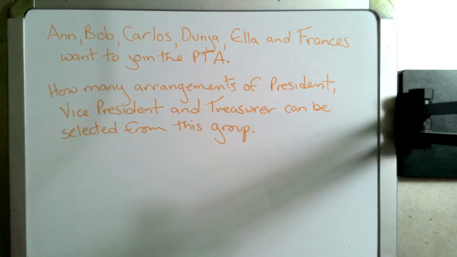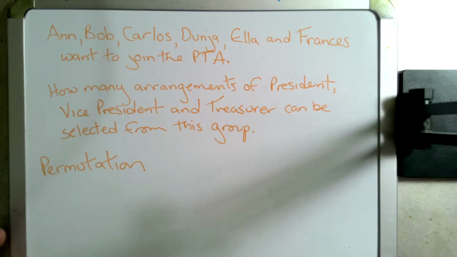Let's go. Anne, Bob, Carlos, Dunya, Ella, and Francis want to join the PTA. How many arrangements of president, vice president, and treasurer can be selected from this group? Is this asking for a permutation or a combination? Well, let's define those two. A permutation is asking you for the number of different arrangements you can select from a group if the positions in those arrangements matter.